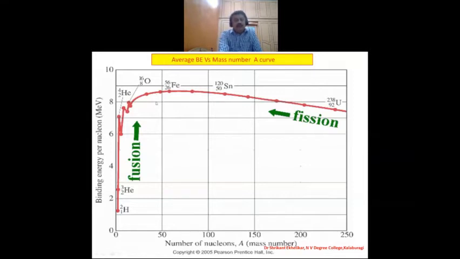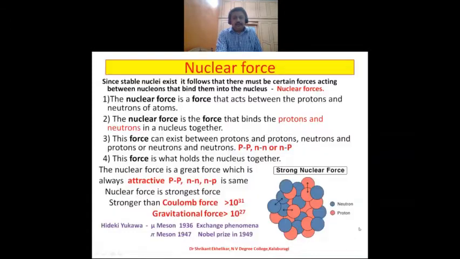So as you move from 50 onwards up to 200, you go on adding nucleons to the nucleus. When the number A increases, its binding energy increases, but the average binding energy remains constant. This is what we will be seeing in today's concept: nuclear force.